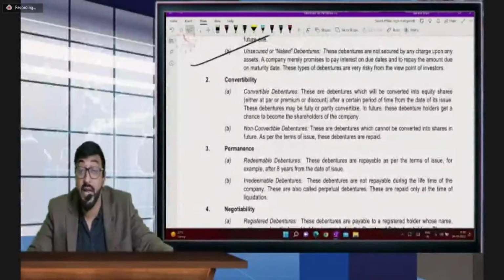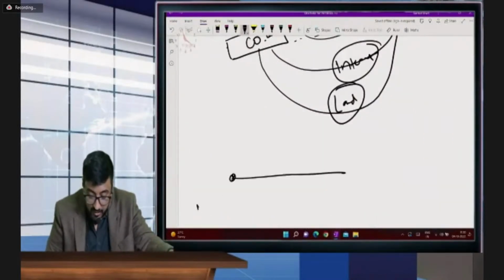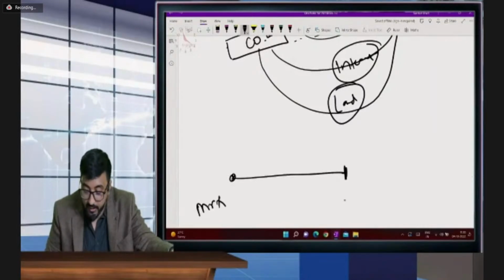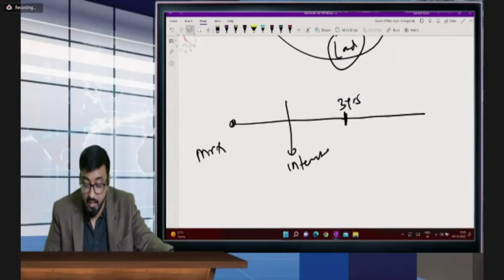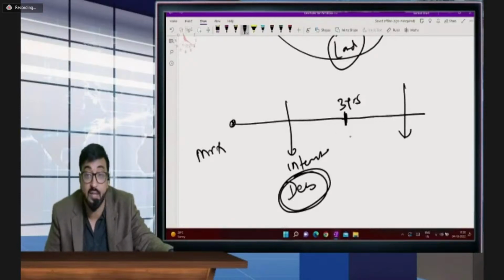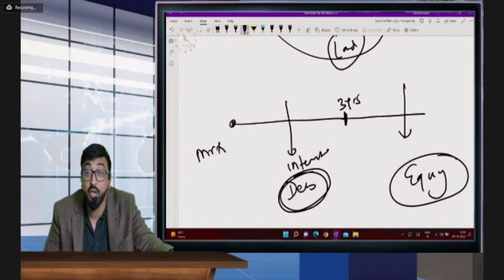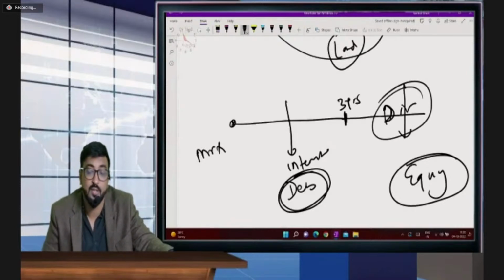Convertibility, beta, I already explained to you convertibility in case of preference shares. So convertible means up to certain time. What is the meaning? Suppose Mr. X is an investor, up to certain time he will get interest, for example up to 3 years. Because he is a debenture holder up to 3 years, and after 3 years he is going to convert into an equity shareholder, so he will get dividend after this. So this is called a convertible debenture.